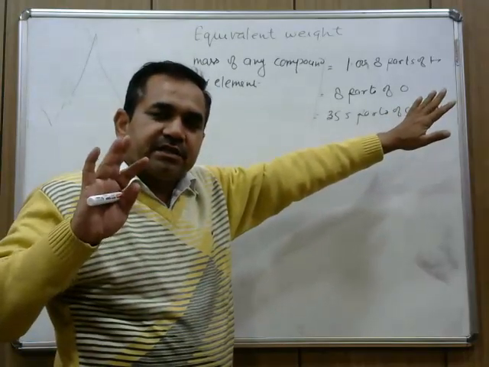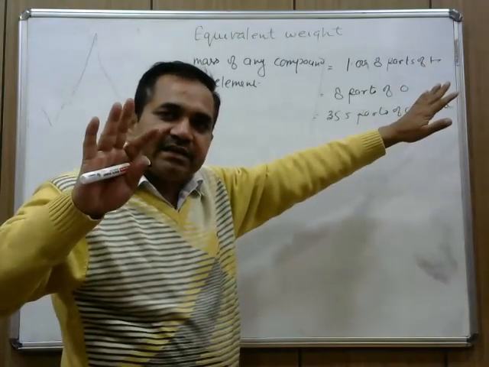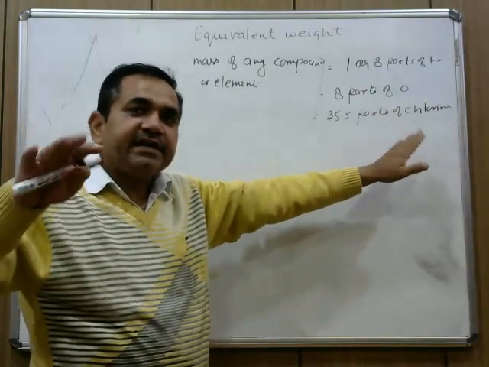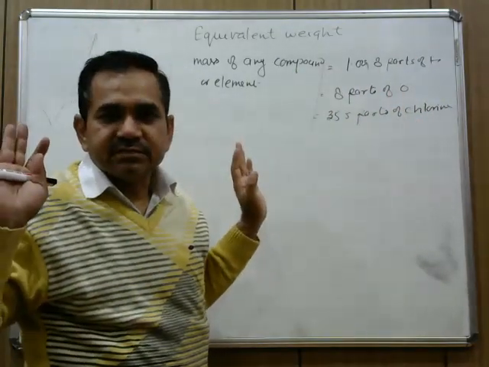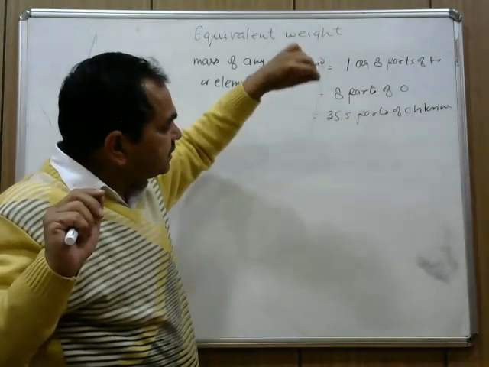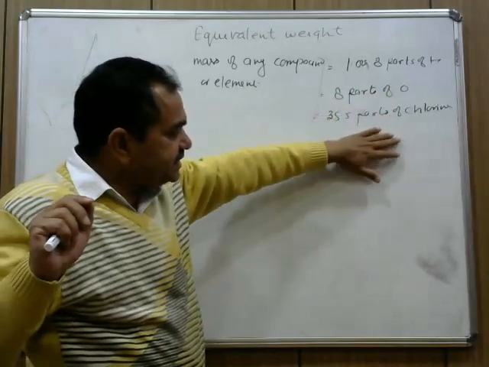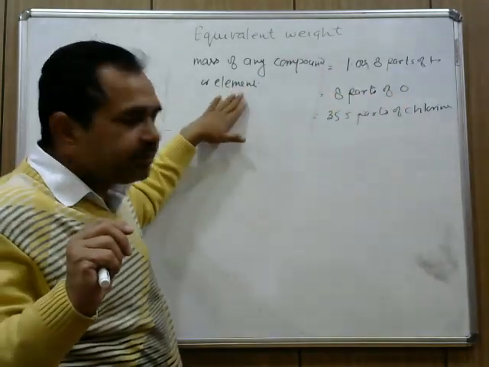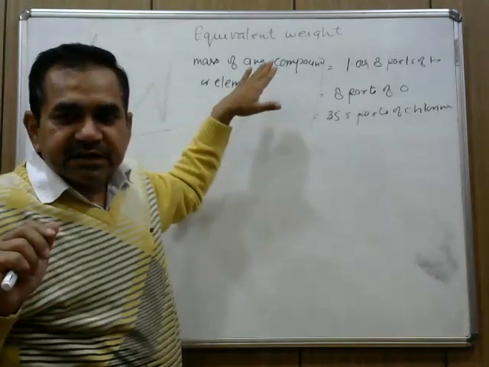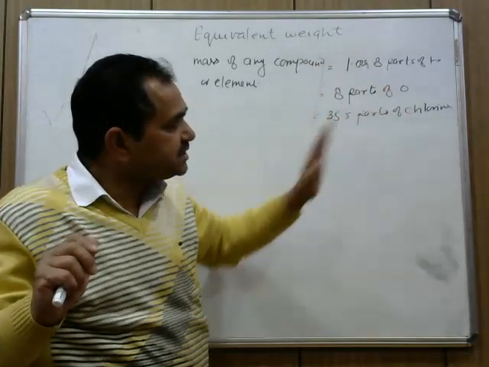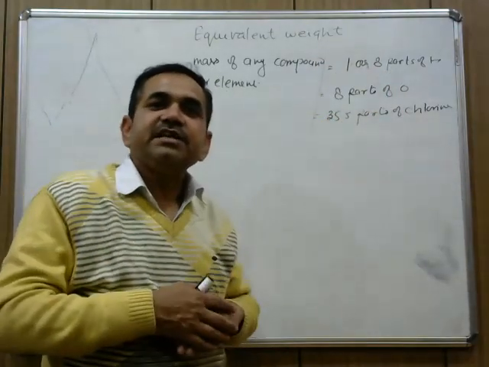Because most of the elements either react with all of them or at least one of them. So hydrogen, oxygen and chlorine are taken as standard, and the weight of any substance or compound or element that is required to react with these standard weights of hydrogen, oxygen and chlorine is called its equivalent weight.